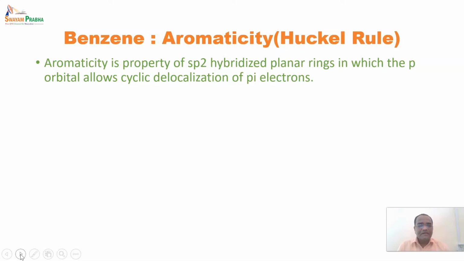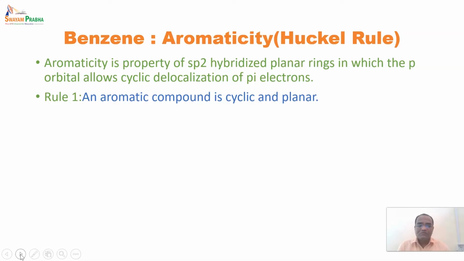In the case of benzene, it is sp2 hybridized. Earlier also we have seen that all the carbons are sp2 hybridized. So it is said to be an sp2 hybridized planar ring, and it is cyclic in structure, so it is said to be a ring. And the p orbitals allow delocalization of pi electrons. So the pi electrons revolve in a circular manner, and delocalization of pi electrons causes aromaticity in the ring.